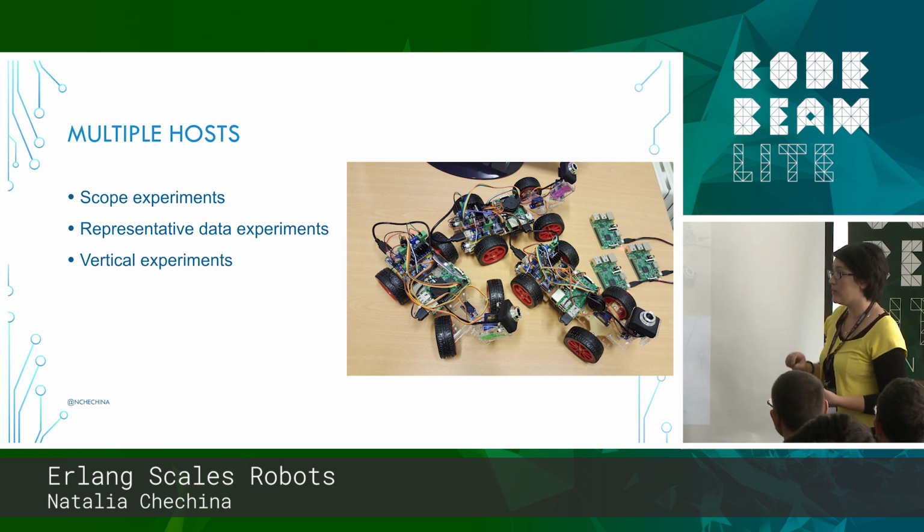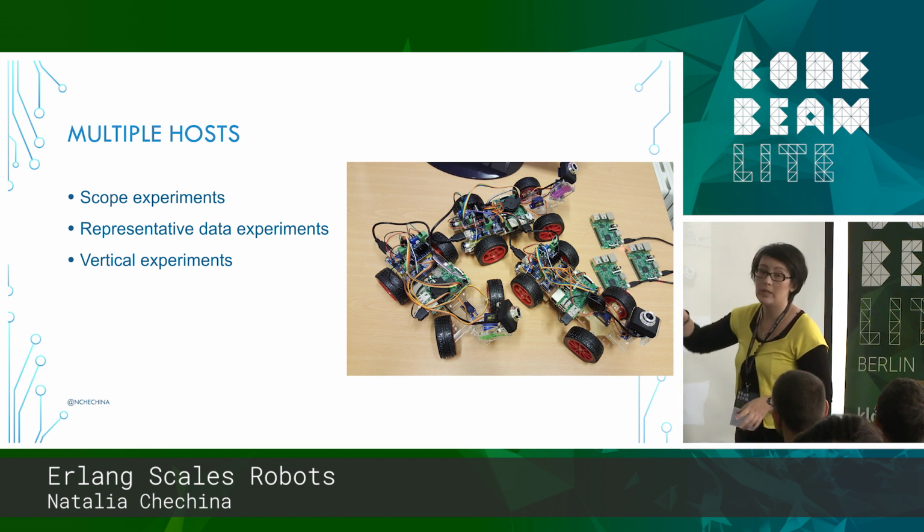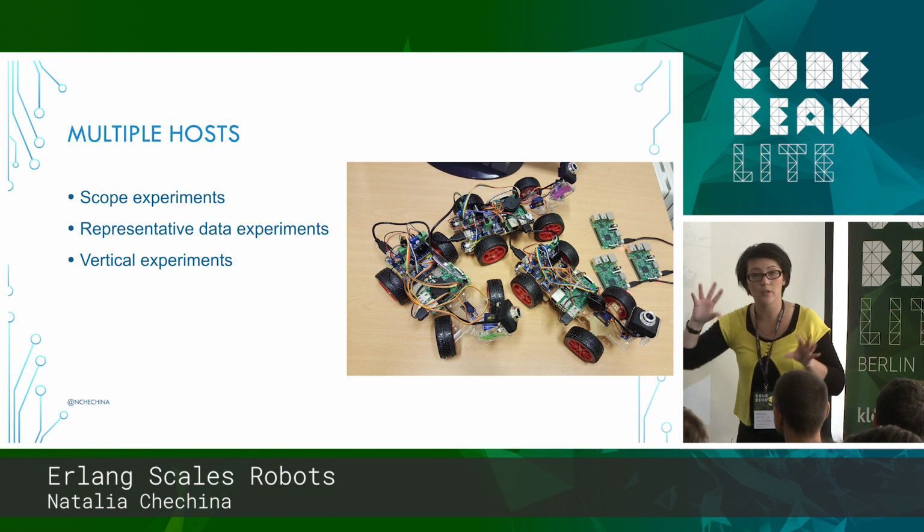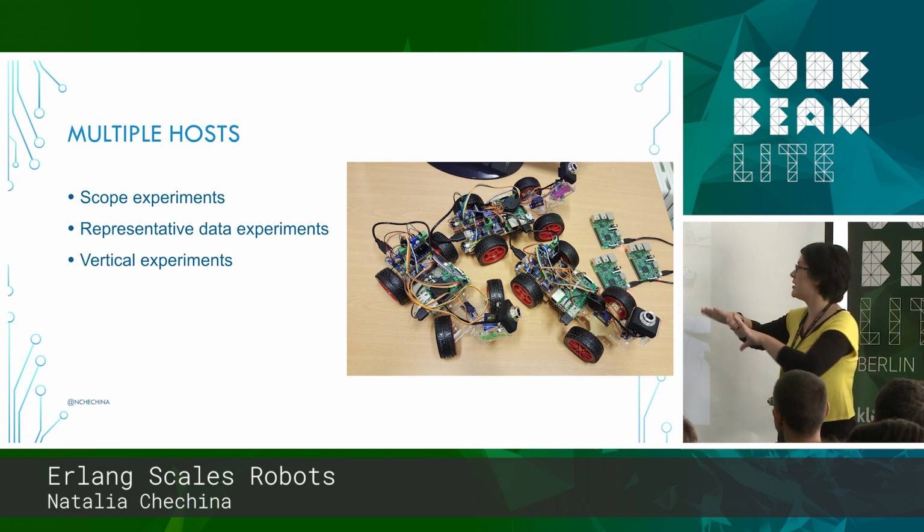So we did a couple of experiments here, and the first one was the scope experiment. Then we used representative data, I'll explain what that is. And then we used vertical experiments, I'll also explain what that is.